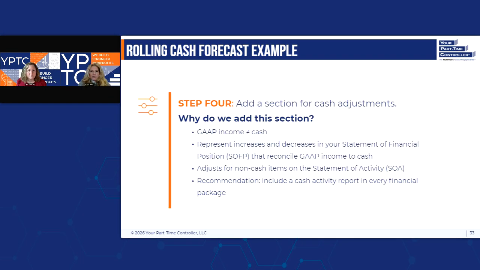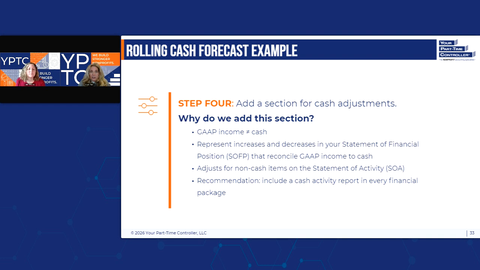So let's turn this rolling forecast into a rolling cash forecast. This is definitely a more advanced approach to forecasting. This is also where your GAAP accounting skills will come into play. So why do we add this section? Simply because GAAP income is not cash. These line items are included in the cash adjustments.